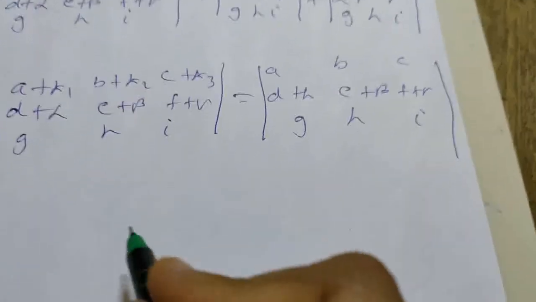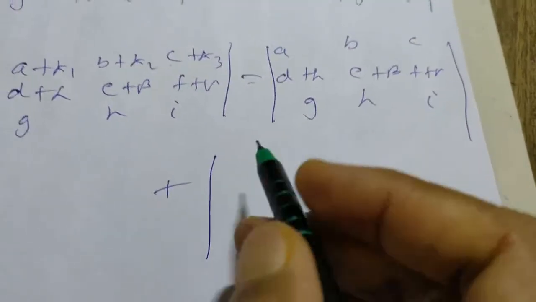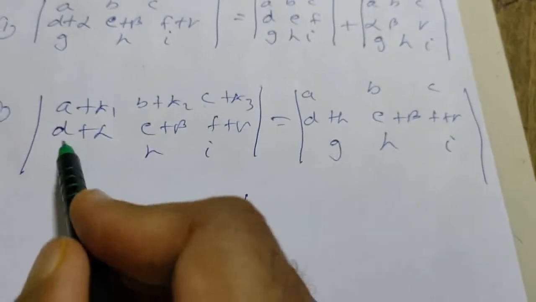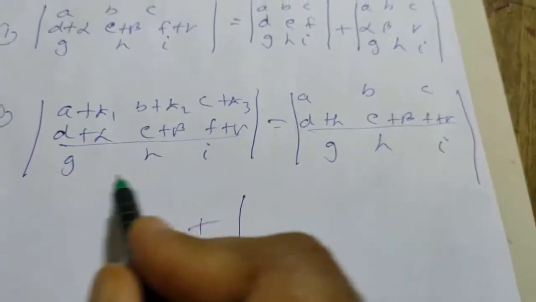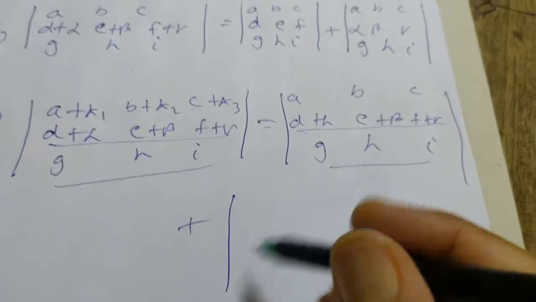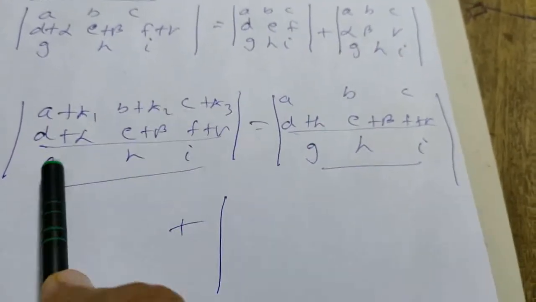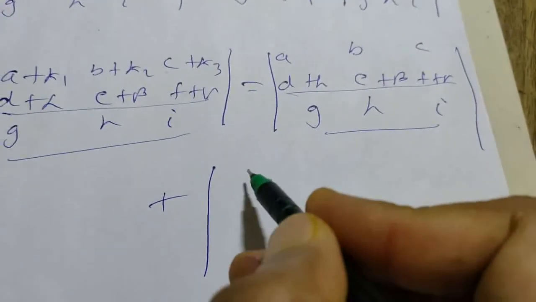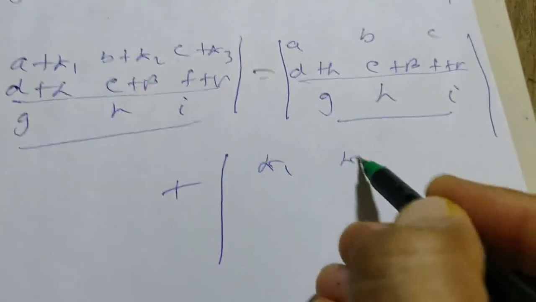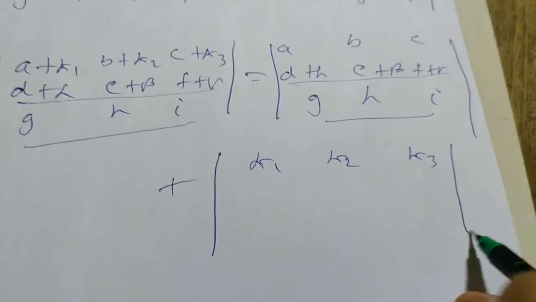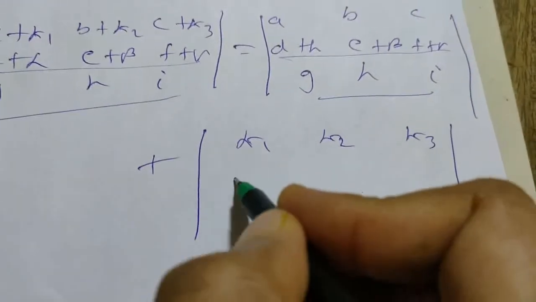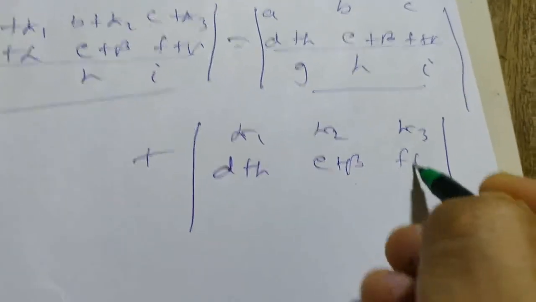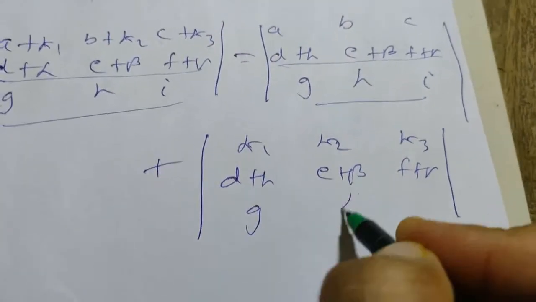So plus, again as I told you, we are splitting only row 1, so row 2 is here. What is row 2? This is row 2, so that will remain the same as it is. Row 3 as well, in both of the determinants row 2 and row 3 will remain unchanged. So it will be k1, k2 and k3. Then this will be d plus alpha, e plus beta, f plus gamma, g, h, i.